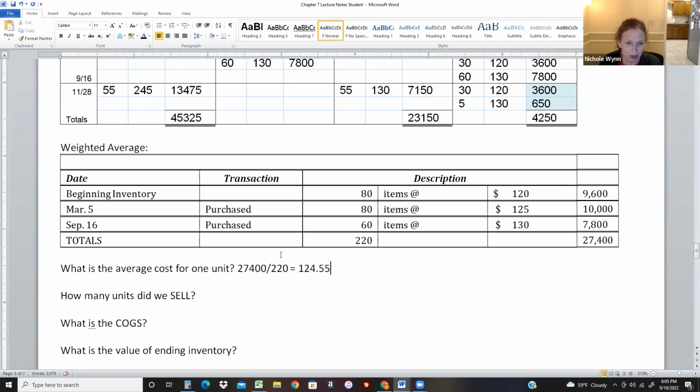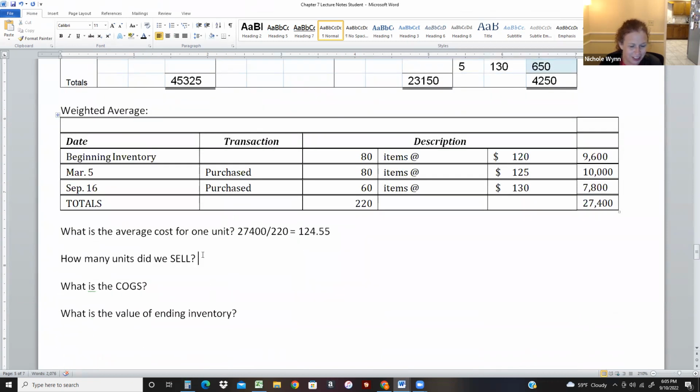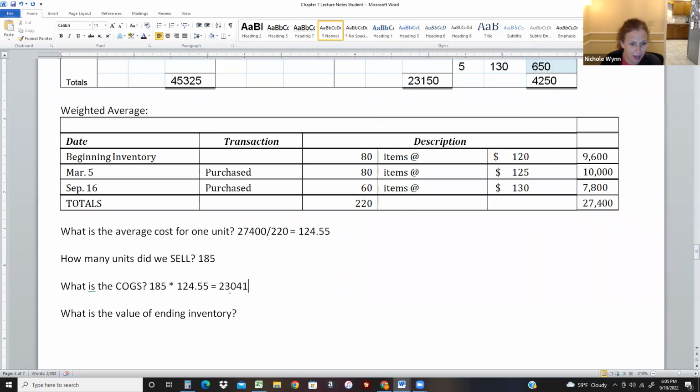Textbooks are really good at coming up with nice round numbers, but your accounting professor is not. So 124.55. How many units did we sell? I have no idea. We sold 60 and 70 and 55. So that's 130, 185. So COGS would be 185 times 124.55. Okay, so let me go. Let's just do 23,041. Okay. And then ending inventory, we still have 35 units left.